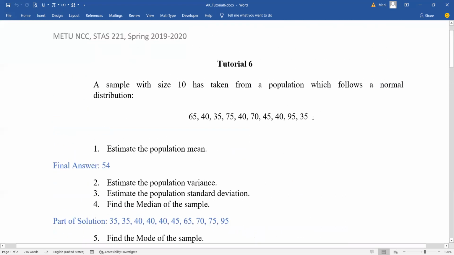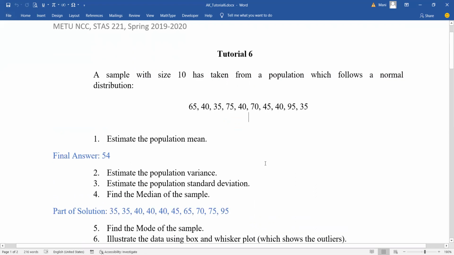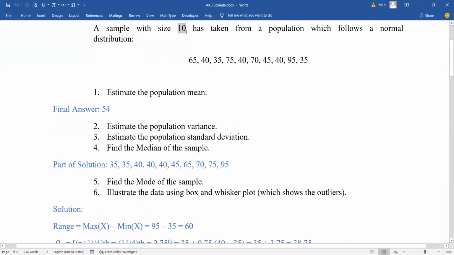So for the median, what we should do is to order these data, from the smallest value, 35, going to the maximum value, which is 95. Here we have 10 as the size of your data. It means that this is an even number, so you will have 2 numbers in the middle: the 5th position and the 6th position. 40 is the 5th position, 1, 2, 3, 4, 5, and here is the 6th position. So 40 plus 45 divided by 2, which is 42.5.